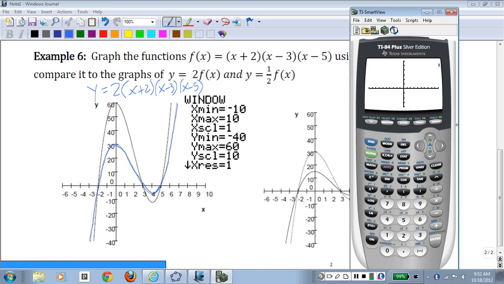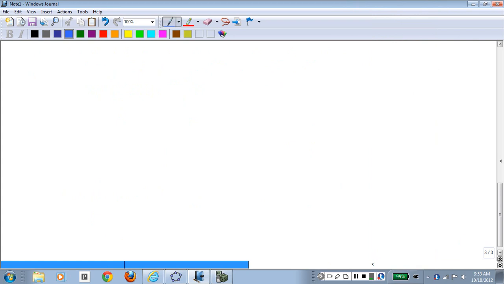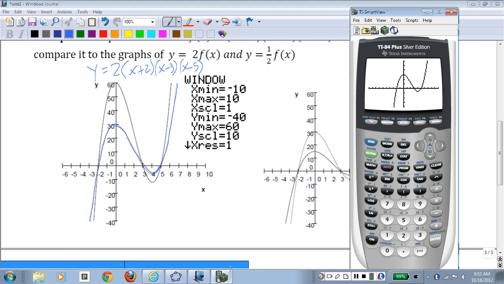Here's the original. Let's make note of the intercepts. The y-intercept of the original graph here is 30, and the x-intercepts are -2, +3, and +5. If we look at the vertically stretched version, it'll look like this. Turn it back on. Graph.